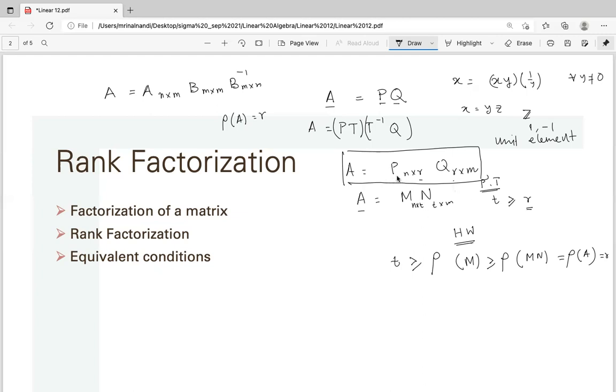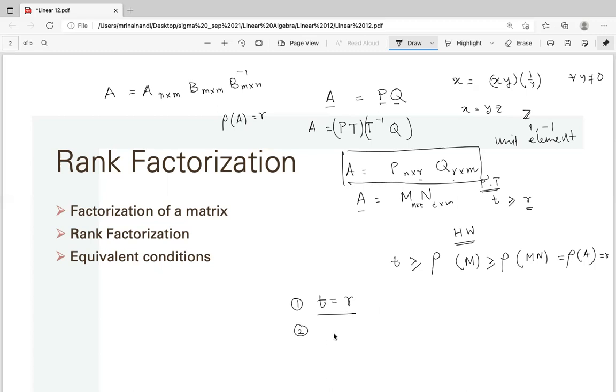And clearly the column space of P is the column space of A. A matrix multiplication with a matrix on the right-hand side means a combination of the columns. So these are equivalent. T equal to R in that case is rank factorization. That is the definition of rank factorization.